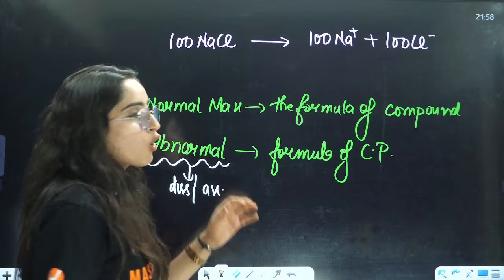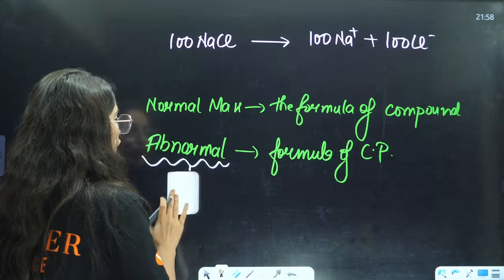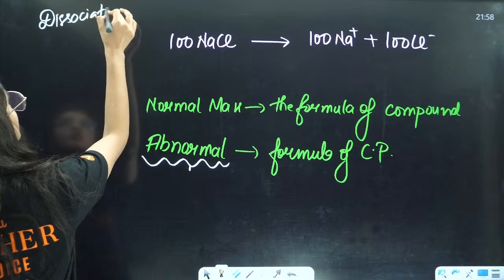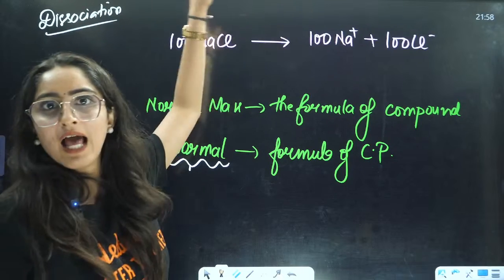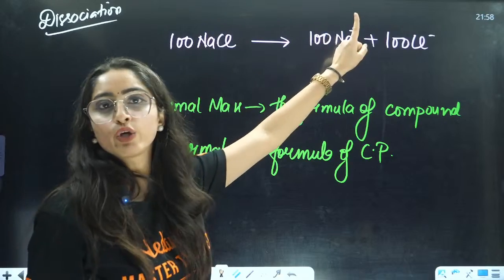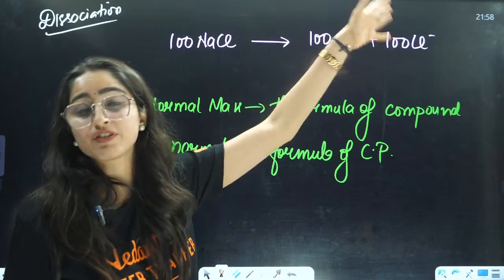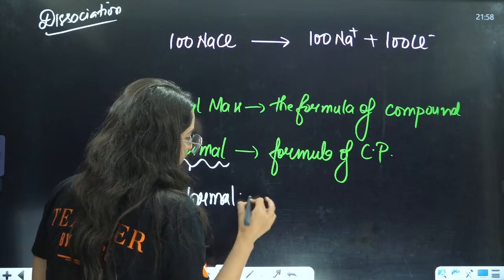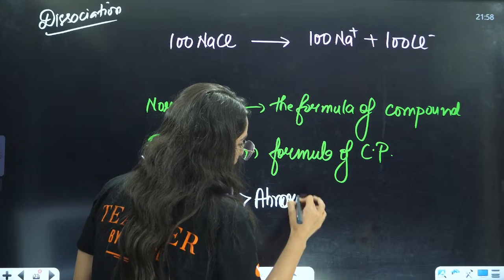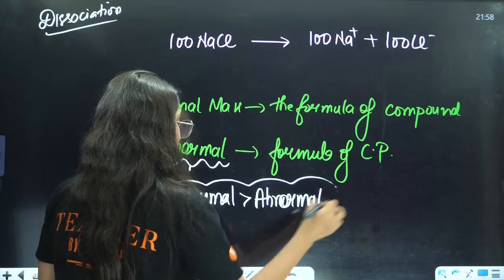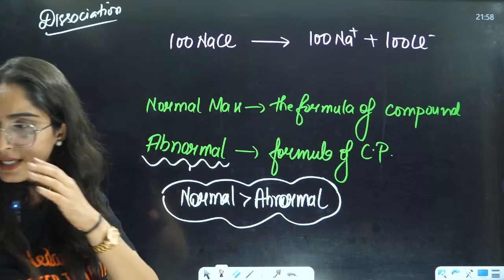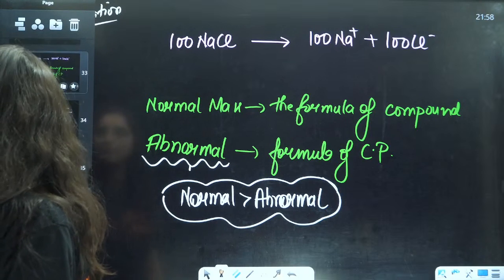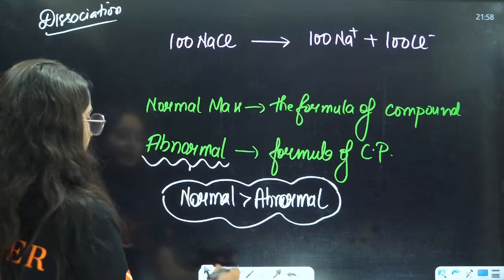And definitely, in the case of dissociation, earlier my one molecule had the mass of NaCl. Now my one molecule will have the mass of either Na or Cl, which is definitely less. So that is why normal mass here is greater than abnormal mass. Now tell me, is that clear to everybody? Yes.